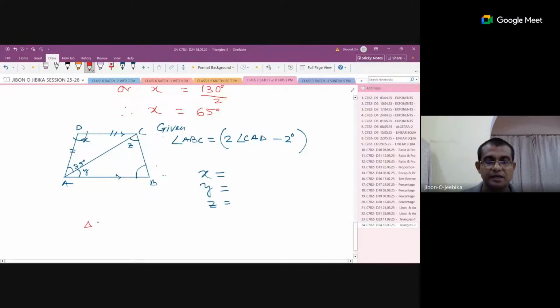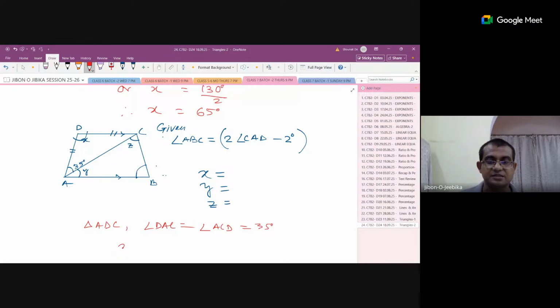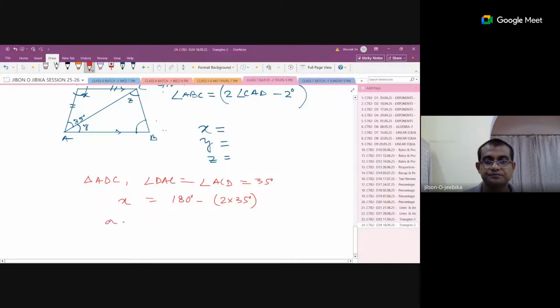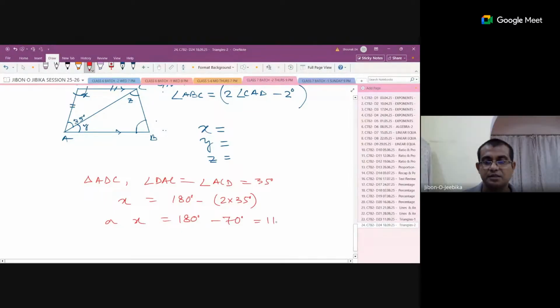Okay, so triangle ADC. In triangle ADC, angle BAC is equal to angle ACD is equal to 35 degree. So x is equal to 180 degree minus 2 into 35 degree. So this is equal to 110 degree. So we got x as 110 degree.